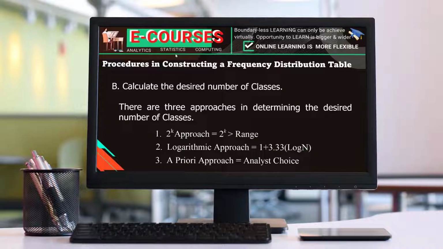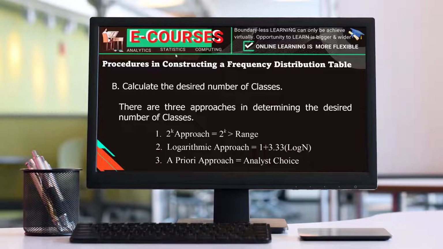The second step is to calculate the desired number of classes. In determining the desired number of classes, there are 3 approaches to choose from. This does not necessarily mean you need to apply all of these approaches. The first approach is the 2 to the k approach, wherein the result should be greater than the range. The second one is the logarithmic approach, and the third one is the a priori approach.